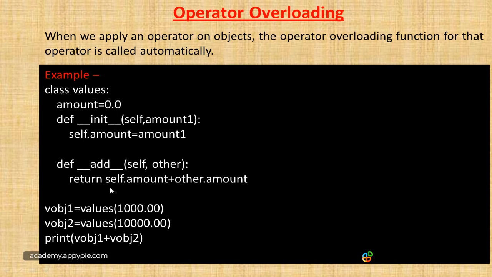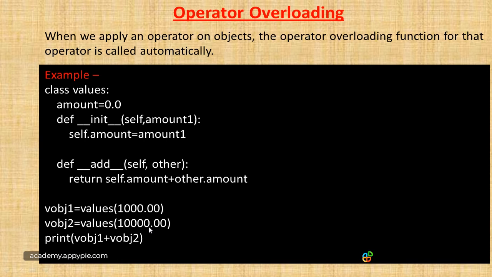So what I will write is return self dot amount plus other dot amount. Now self dot amount is 1000, because this amount belongs to vobj1, since it's self dot amount. So vobj1 is the current object. vobj2 has been passed to other, so other dot amount here means 10,000. So 1000 plus 10,000 will become 11,000 and that will be printed.